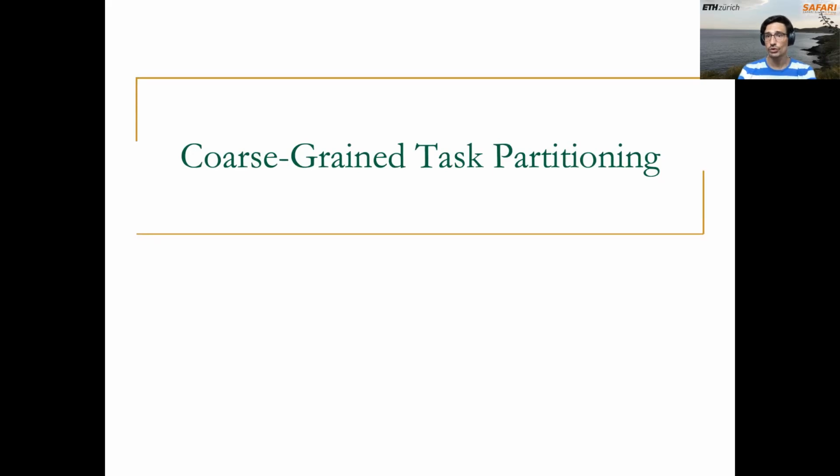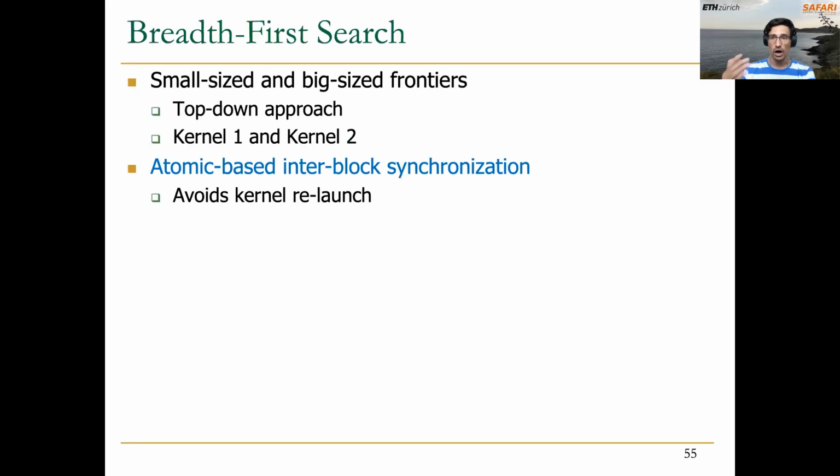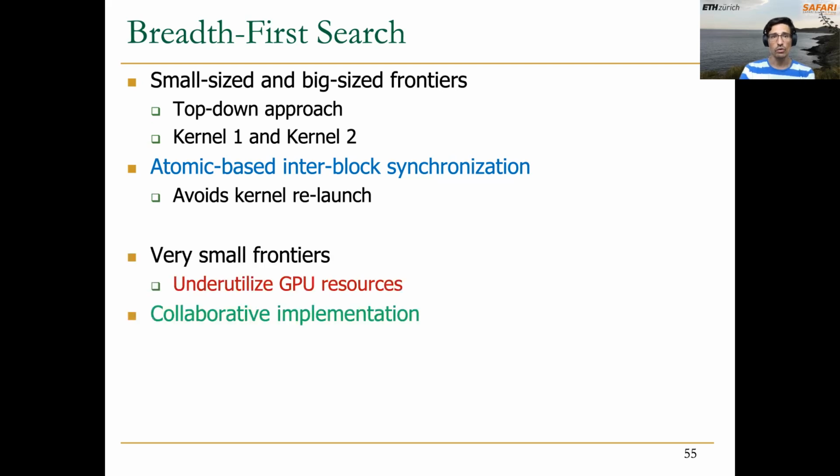Let's now talk about coarse-grained task partitioning workloads. And we are already quite familiar with the first one of them, which is breadth-first search. Remember that in the graph search lecture, we talked about BFS, and we talked about implementing it using a top-down approach. We even talked about this hierarchical kernel arrangement where we have different kernels depending on the size of the frontier. We call them kernel 1 and kernel 2, and we even discussed one way of avoiding kernel relaunch by using interblock synchronization. We are going to recap on all of this today.